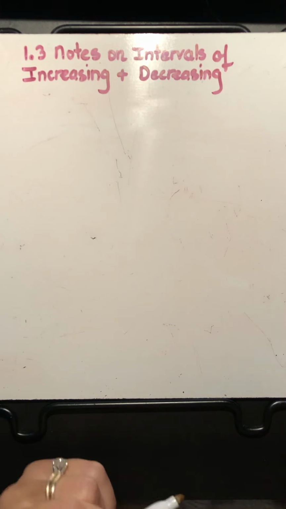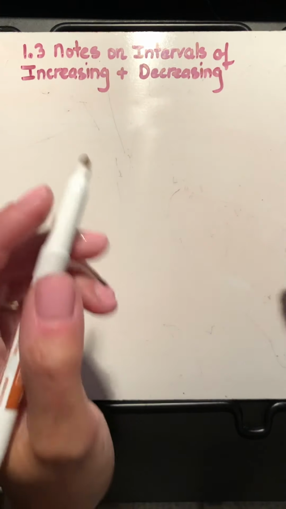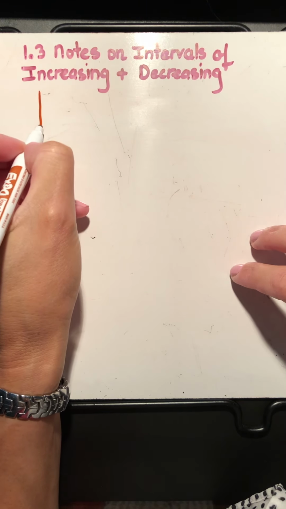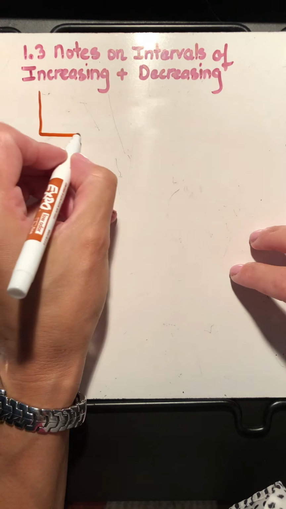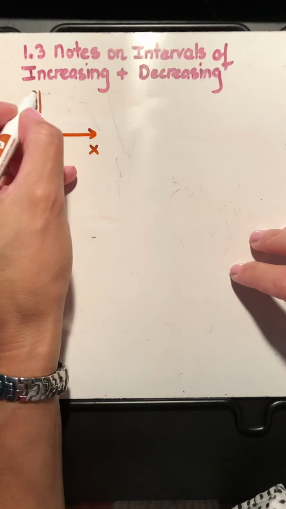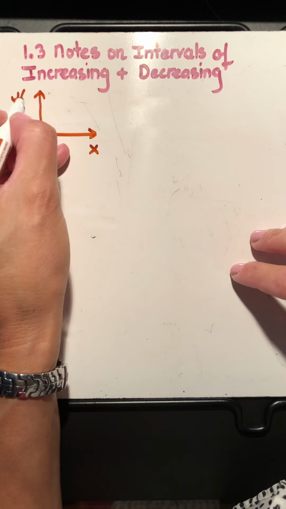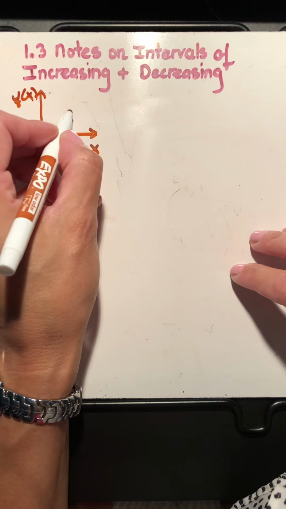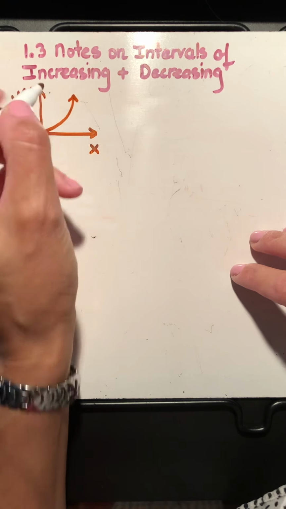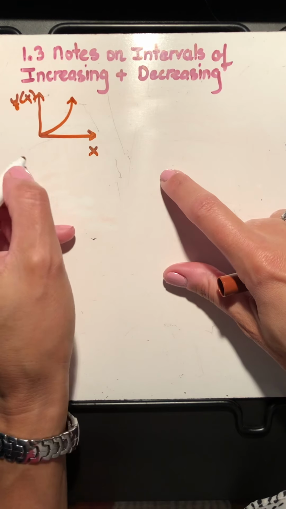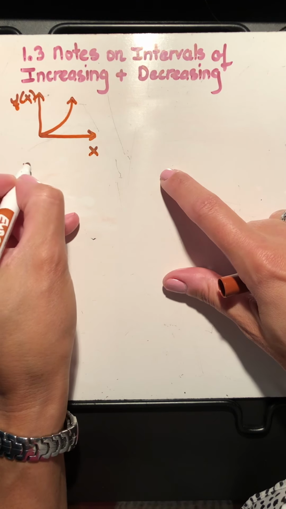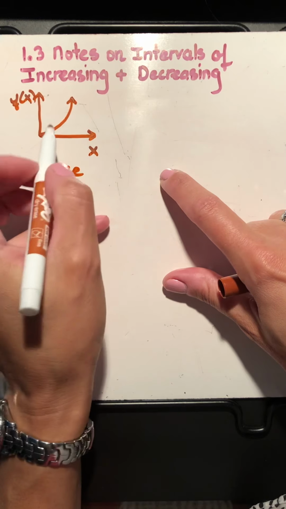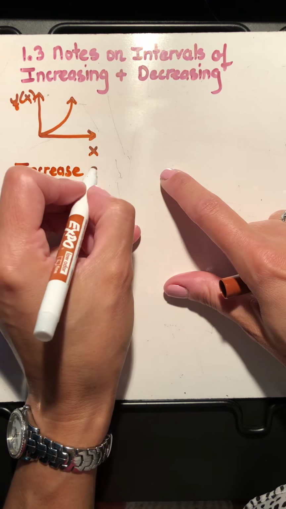Welcome to the notes on intervals of increasing and decreasing in section 1.3. So let's talk about a few different types of functions. Let's suppose the first function is an upward sloping curve. This function is said to increase at an increasing rate.